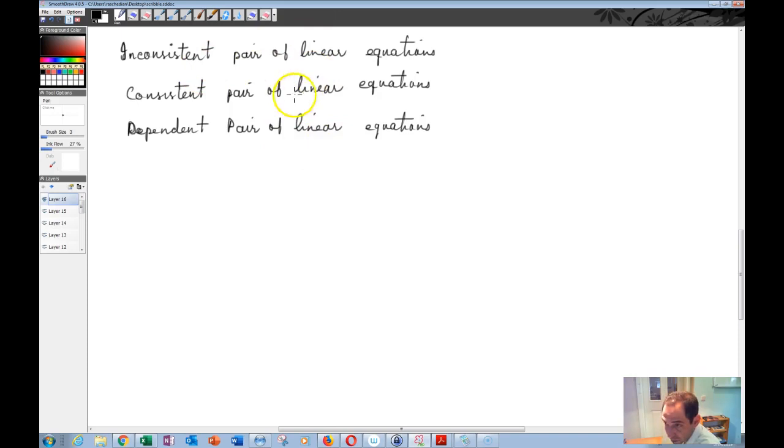So basically there are three ideas here that need our attention. One of them is called an inconsistent pair of linear equations. The other one is called a consistent pair of linear equations, and the other one is called a dependent pair of linear equations. And each of them is a simple definition. So if a pair of linear equations has no solutions, that's called an inconsistent pair of linear equations. So here your pair has no solutions.